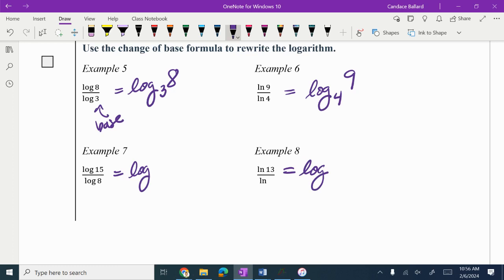Check it with your table real quick. Make sure you all have the same thing.